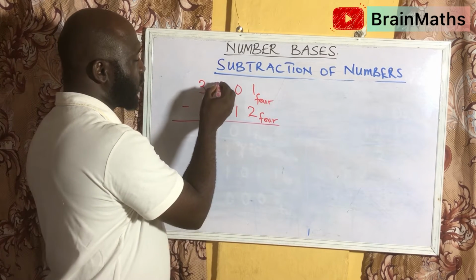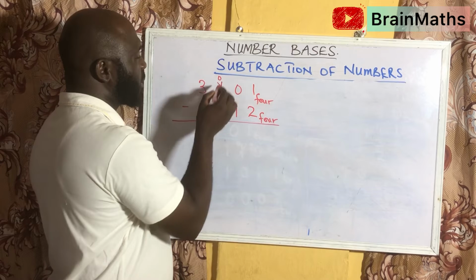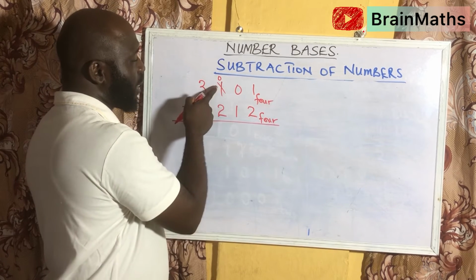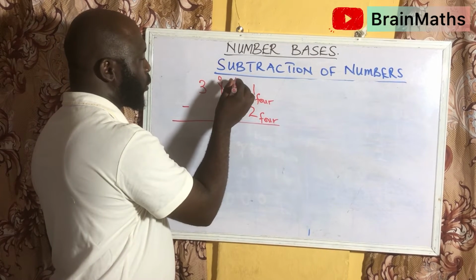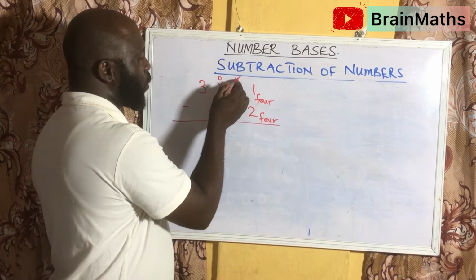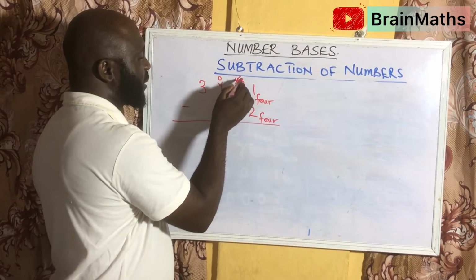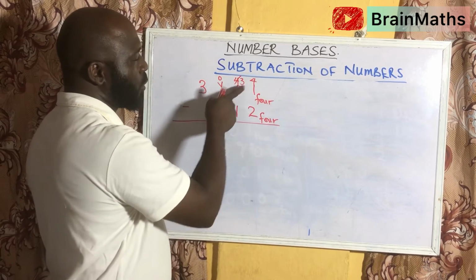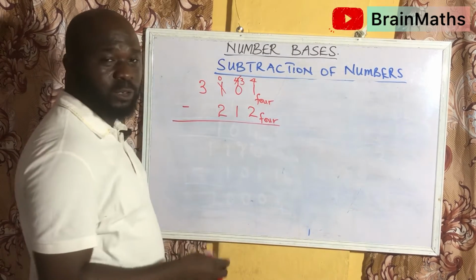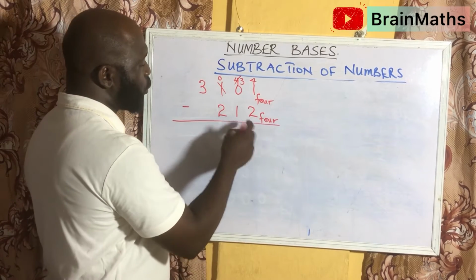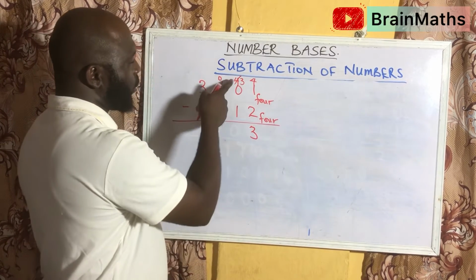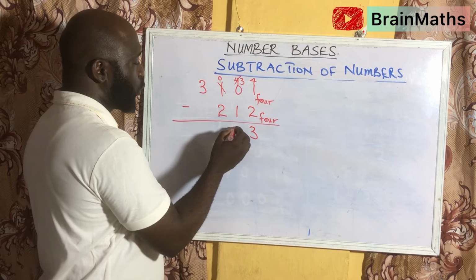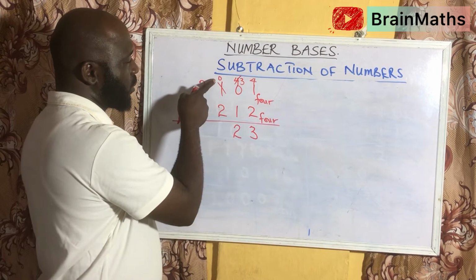We come to this one, take 1 from here, remains 0. The 1 we have taken from here is 4. So we put the 4 here. Take 1 from the 4, it remains 3. And then the 1 we have taken from there is another 4. So 4 plus 1 will give us 5. 5 minus 2 is 3. 3 minus 1, 2. This is remaining 0.